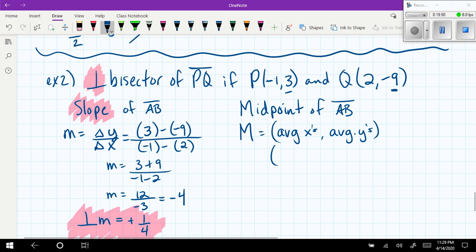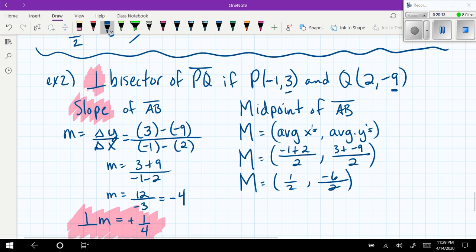So I'm simply going to add my x's up, negative 1 plus 2, and divide by 2. I'm going to add my y's up and divide by 2, 3 plus negative 9, divided by 2. Again, that capital M is representing midpoint, not slope. So negative 1 plus 2 is 1 over 2, that's a half. 3 plus a negative 9 is 3 minus 9, which is negative 6, divided by 2. So M, which is my midpoint, is 1/2, then negative 3.